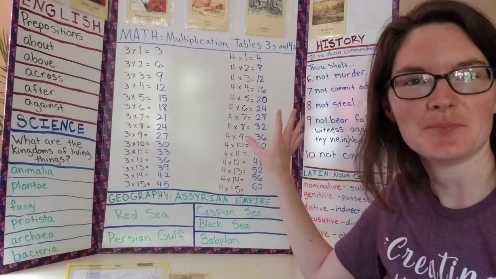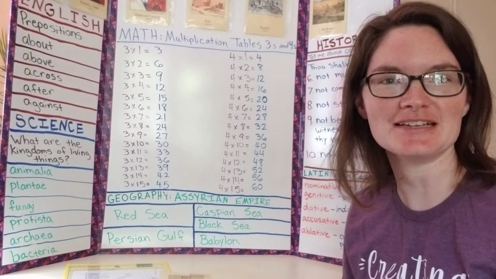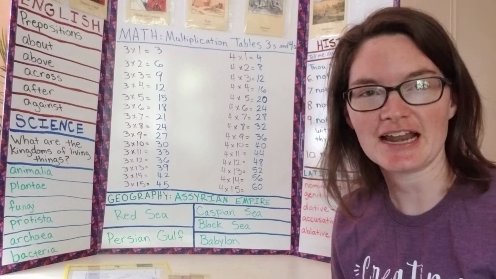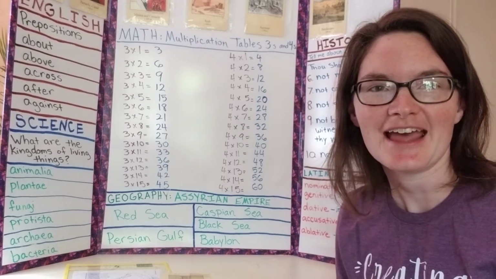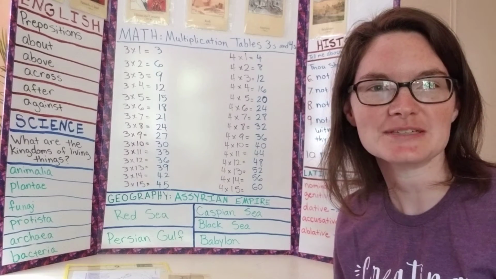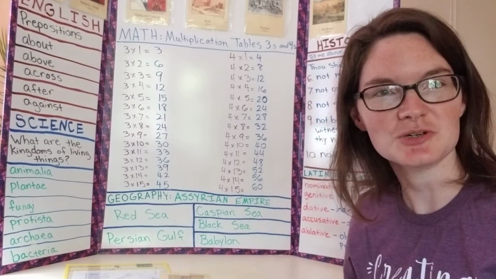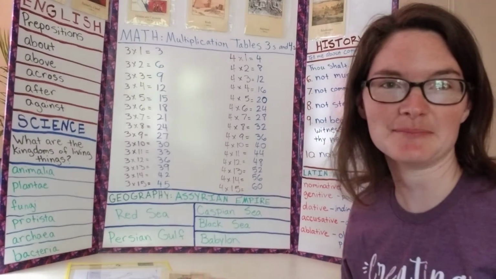So this is how I have my board set up. I have my timeline cards up at the top, and I have 7 and 8-year-olds this year in my class, and I wanted to go over some of the things that we did for Week 2. So I'll go ahead and start with timeline.